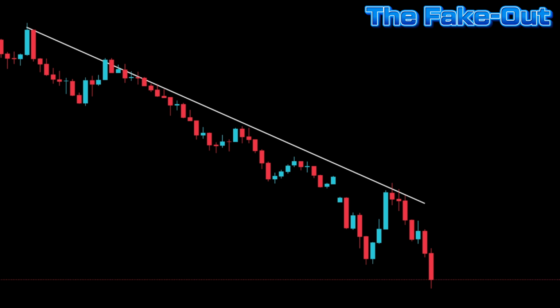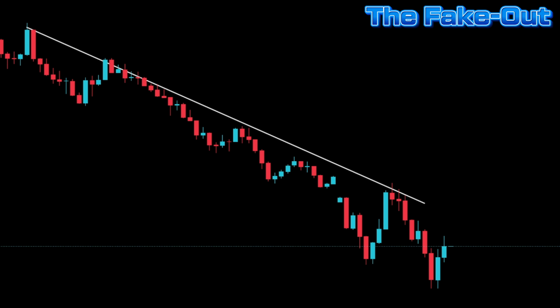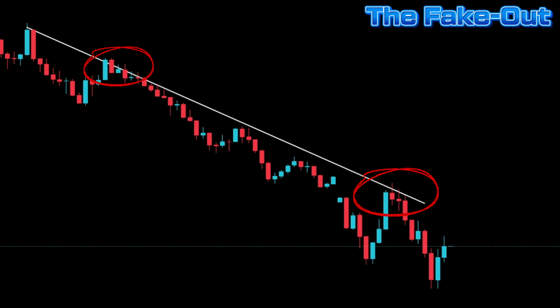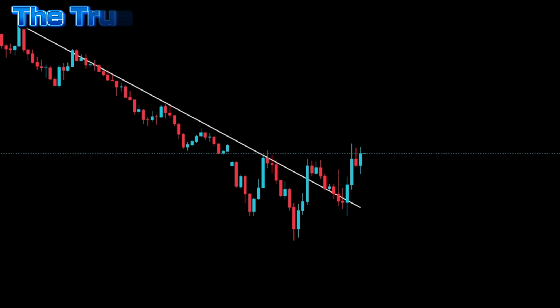When a fakeout takes place, you will notice that the candles at the breach point remain relatively small, indicating a lack of institutional intent. The optimal approach here is to anticipate the trap and look for an entry once the reversal is confirmed. The true breakout.